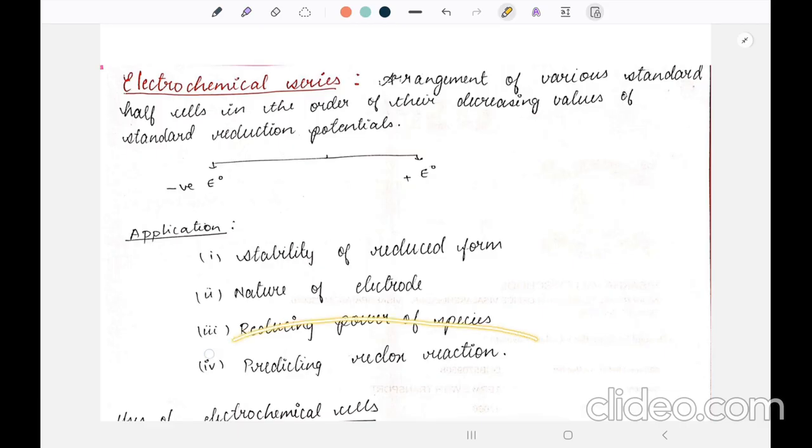And it also helps in predicting the redox reactions. The electrochemical series also helps to predict the feasibility of redox reaction, thermal stability of metal oxides, and spontaneity of an electrochemical cell by choosing the half cells with appropriate E0 values. Any cell reaction with a negative calculated value of EMF will not proceed.